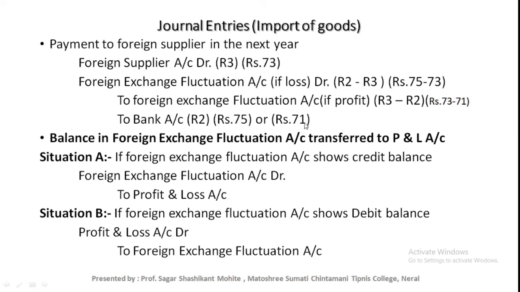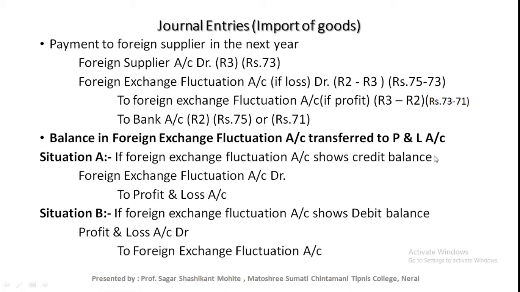And if the current transaction rate, that is R2, is rupees 71, at that time there will be profit. Journal entry will be foreign supplier account debit rupees 73, to bank account rupees 71, to foreign exchange fluctuation account rupees 2. Okay, after passing these entries we need to close current year accounts also. At that time we will transfer this journal entry, FEF balance transfer to P&L account. The same entry will be passed here. These entries are related to the import of goods.